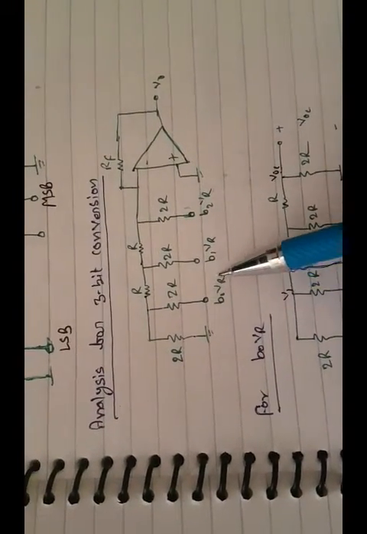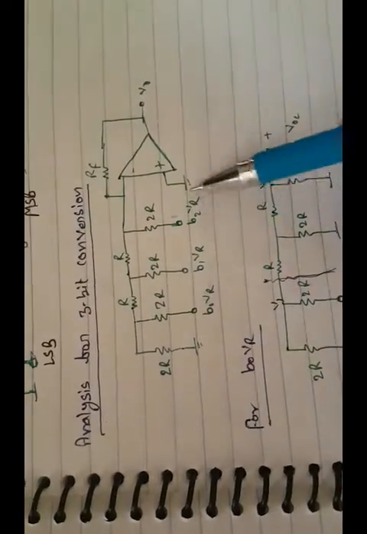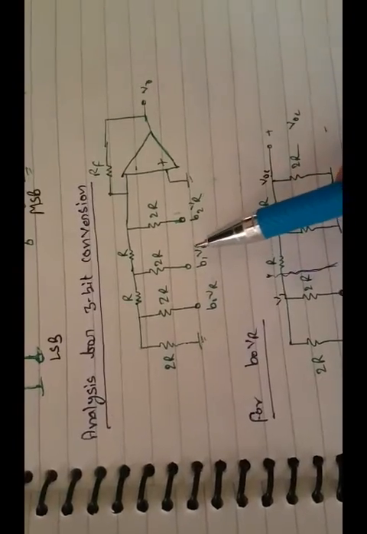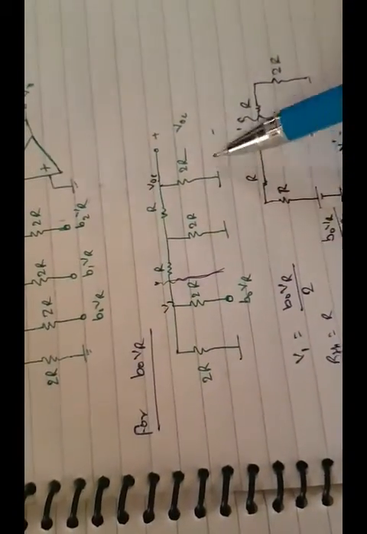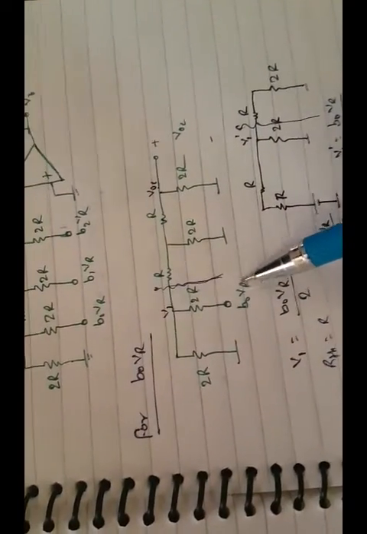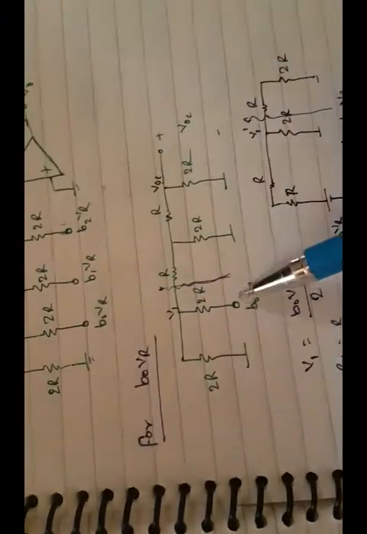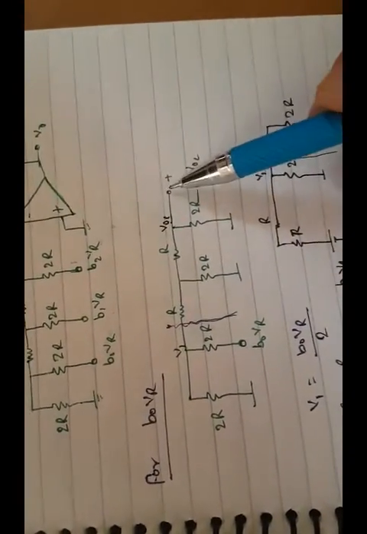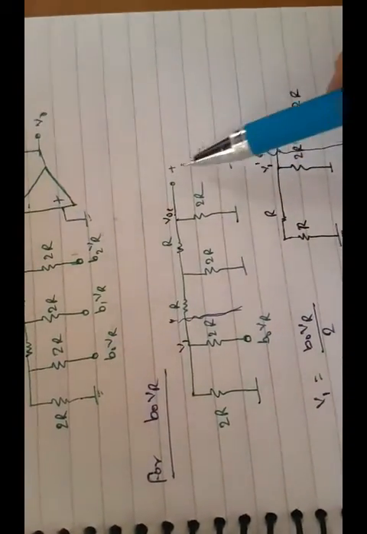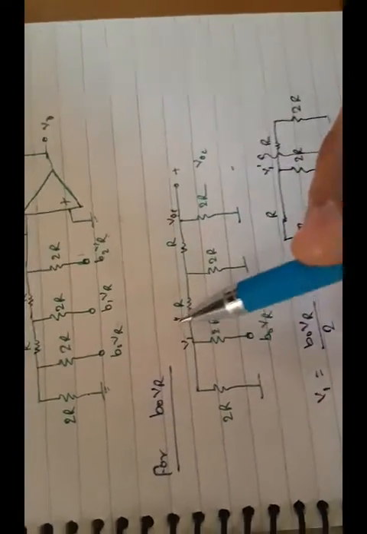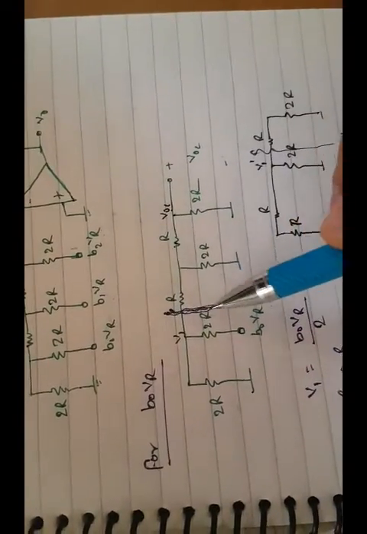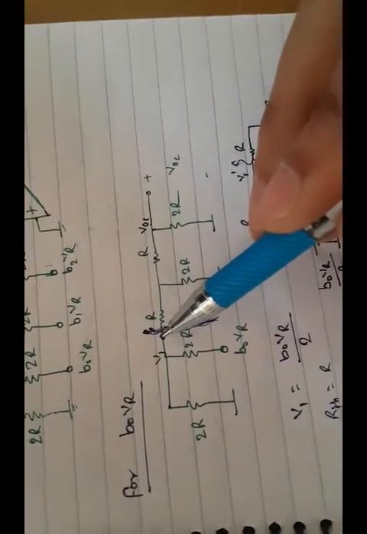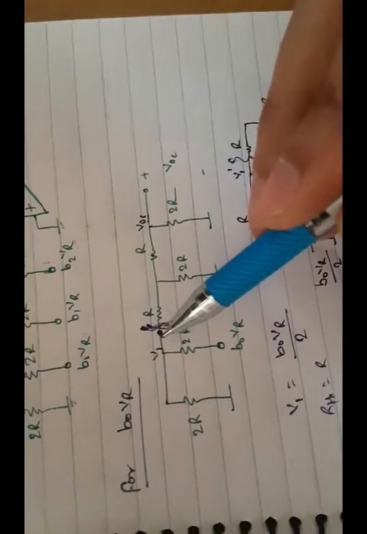When we do it for B0 VR, the other sources will be deactivated. The other sources, B1 VR and B2 VR, will be short circuited, so only one source B0 VR will be active. Now for this circuit we find the final output VOC. First we break the circuit here and find this open terminal voltage with the help of Thevenin's theorem.